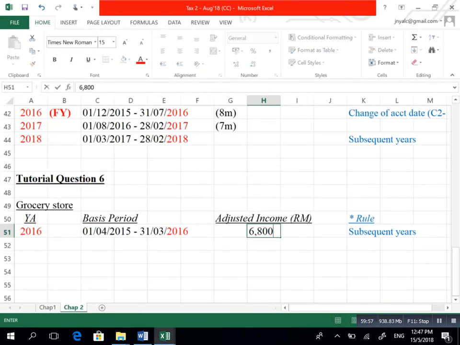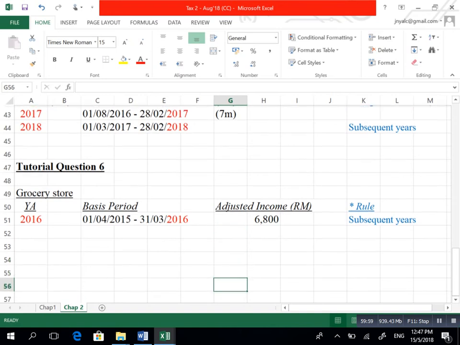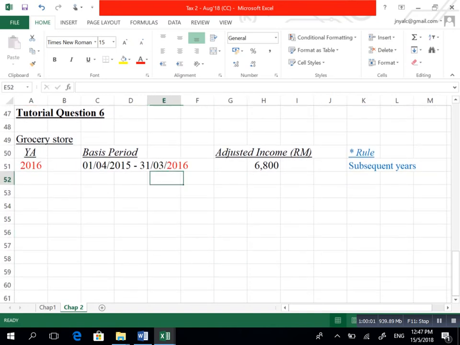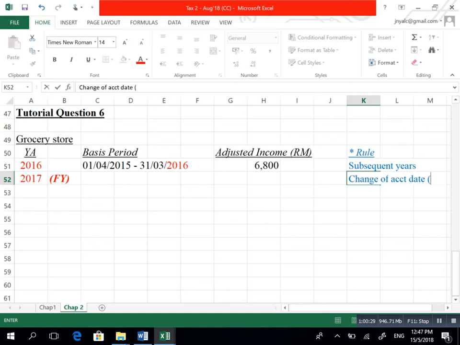Now for us to determine the basis period, first you must determine the category. So we will follow the change of accounting date rule. Okay, now under which category? Your normal accounting date is other than December, right? Because normally you close on March, yeah? Okay, either category 2 or 3. So now you need to see, new account is more than or less than 12 months. So you will be under category 3, right?